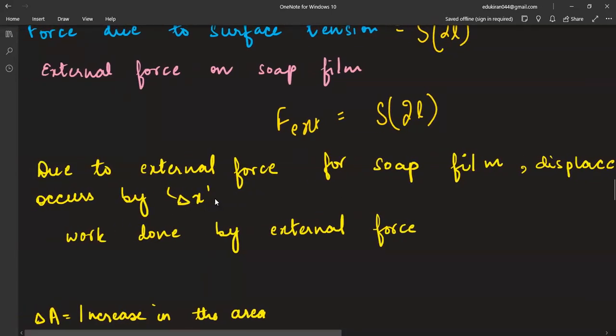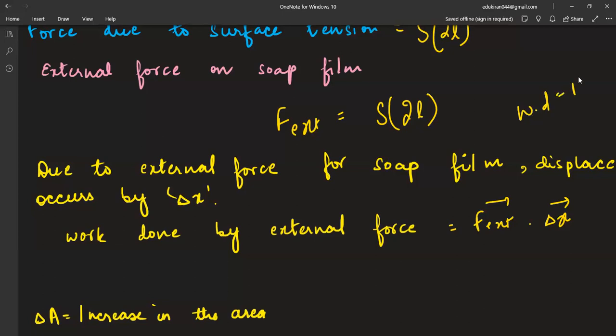If the displacement is delta X and the force is F, work done will be external force dot dx. How do we write work done? Work done is written as F dot dx. So F external dot delta X. So what will be the work done? External force is surface tension into twice the length. This is the force due to surface tension, dot delta X.